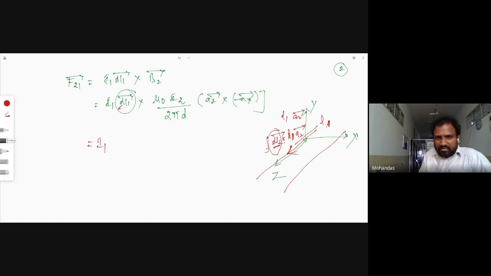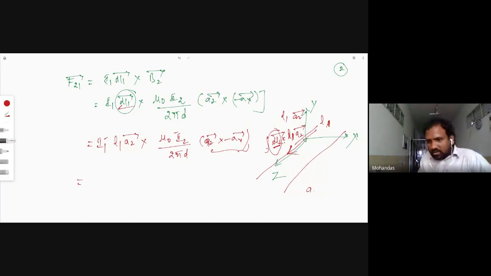Let us replace that one. I1, instead of dl1, what am I writing here? L1 into Az cross mu naught into I2 by 2 pi d, Az cross minus Ax. Let me take this value first, Az cross Ax. What is the value of Az cross Ax in the Cartesian coordinate system? Ay.